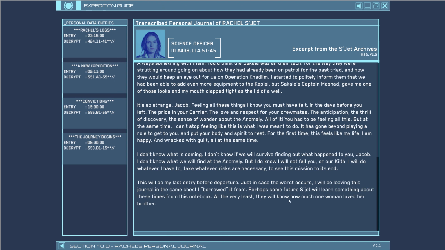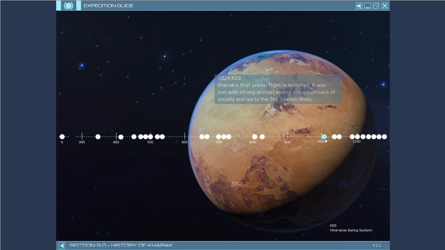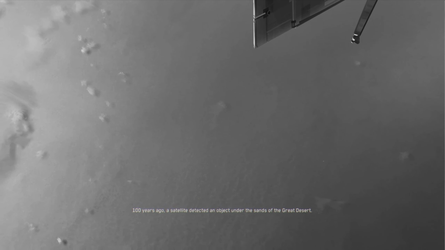Going back briefly to the Kharakian timeline, the history of Kharak here. I want to point out and make some references, of course, to Homeworld 1. We know in the opening animatic of Homeworld 1, it said 100 years ago a satellite detected an object beneath the sands of Kharak. 100 years ago, a satellite detected an object under the sands of the Great Desert.